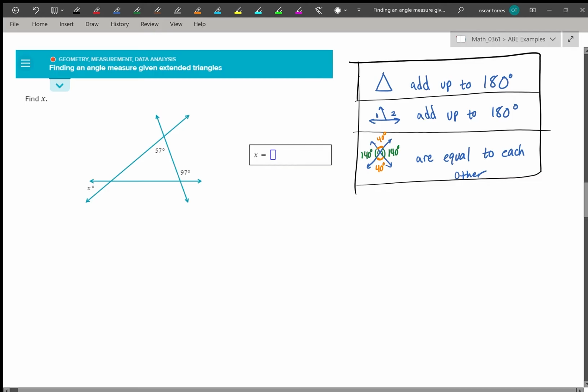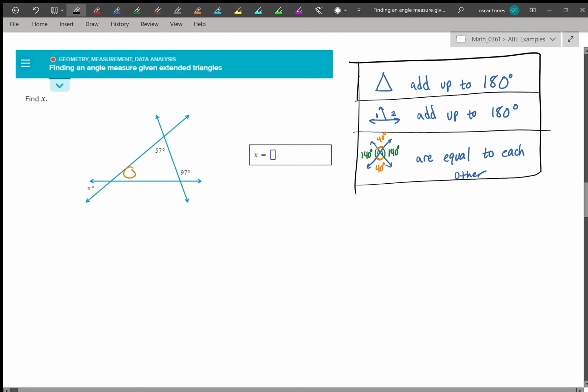This problem wants us to solve for x. So if we analyze what's going on first, notice that in this triangle itself, we actually have a 57 degrees. But we don't have these other missing angles, so our first step is to identify what those angles would be.